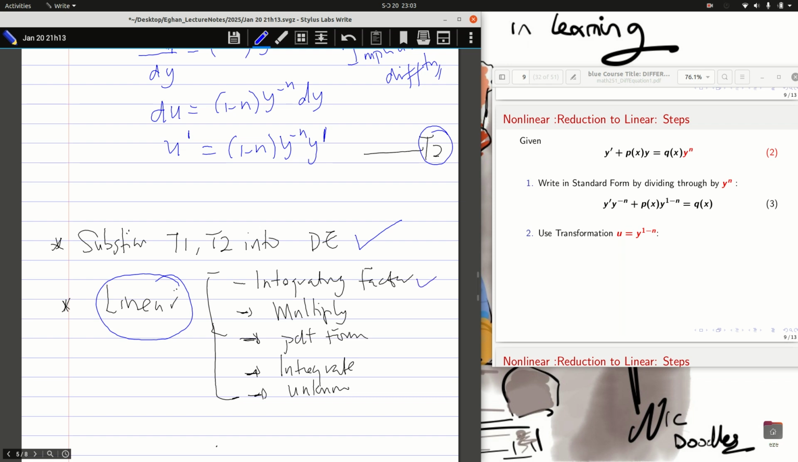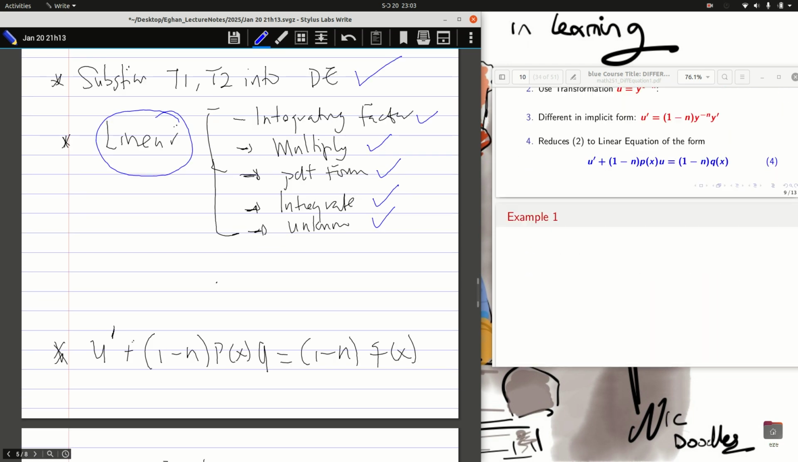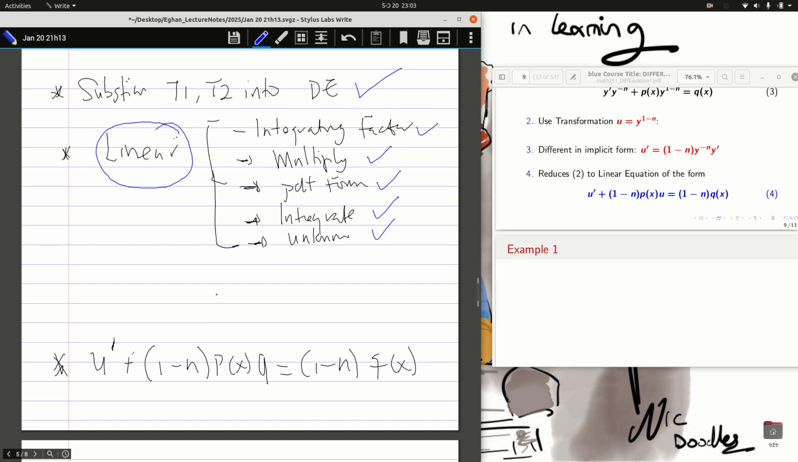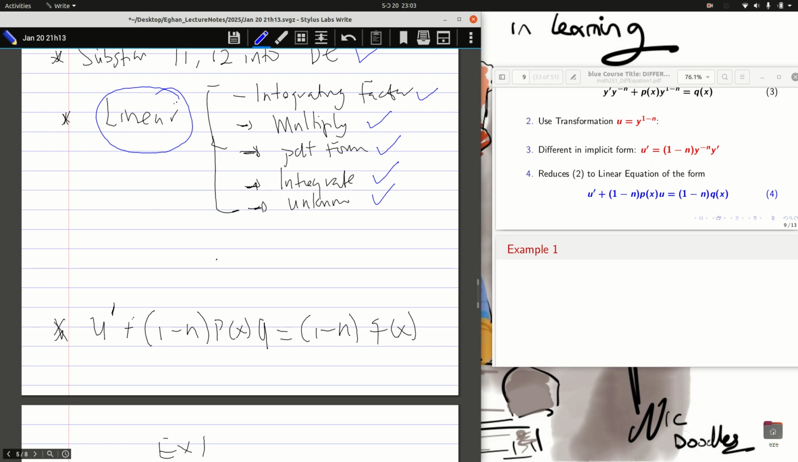You find the integrating factor, you multiply, you find a product form, you integrate, you find your unknown, and that is it. But there's a cheat sheet here. If you don't want to go through the transformation approach, there's a way to get a linear form. It says that if you have y prime plus some p of x y is equal to some k of x with a term y to the n here.